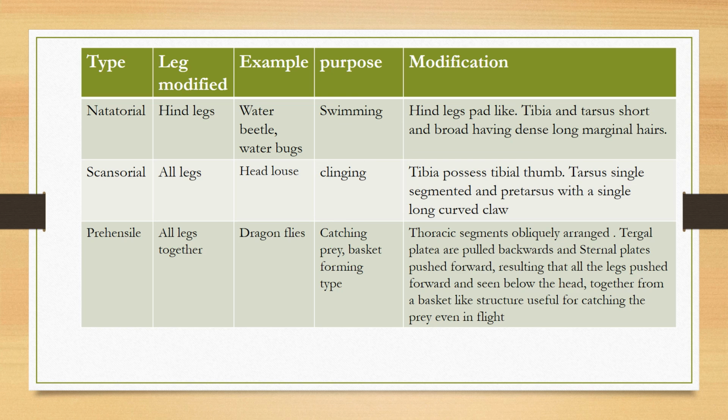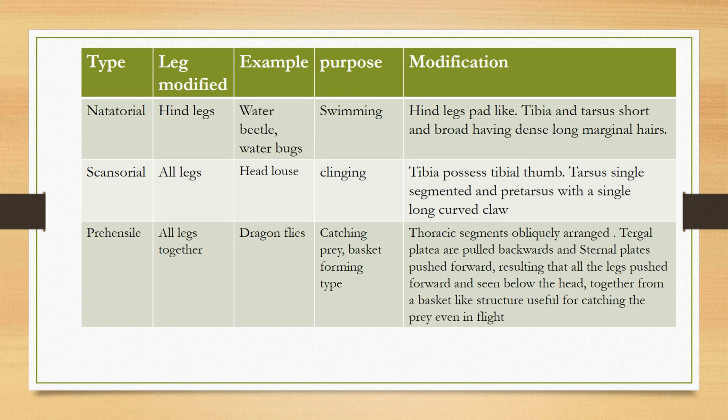Then coming to the natatorial type, the hind legs are modified for swimming, mainly in water-dwelling insects like the water beetle and water bug. The hind legs are pad-like, with tibia and tarsus short and broad, having dense long marginal hairs. So the hind legs are used for swimming. You can see the diagram also.